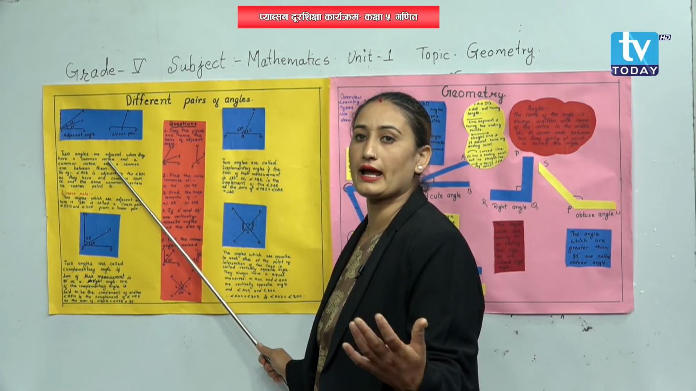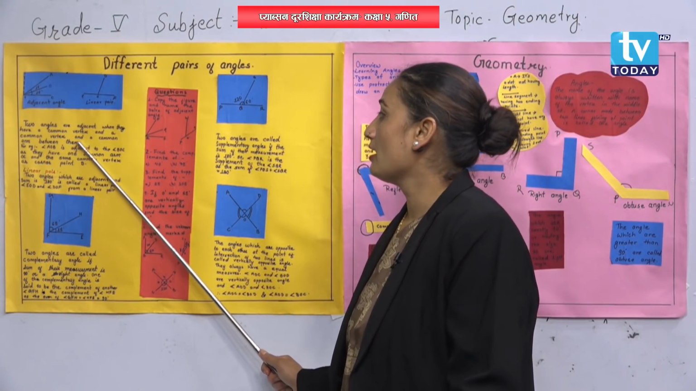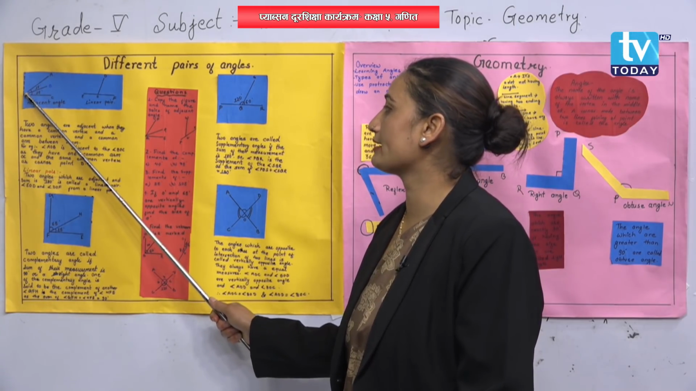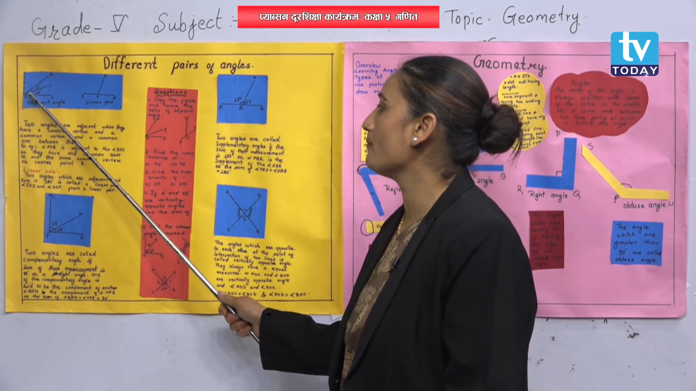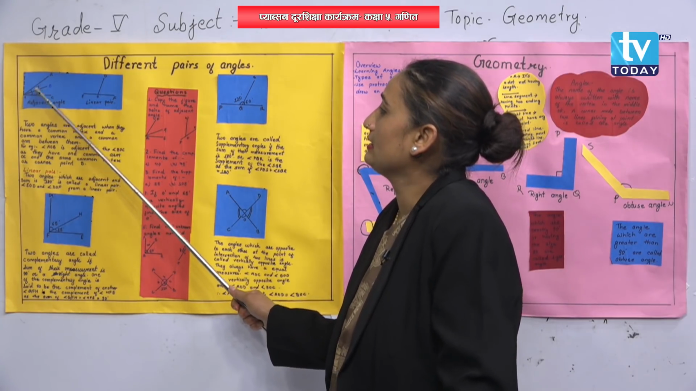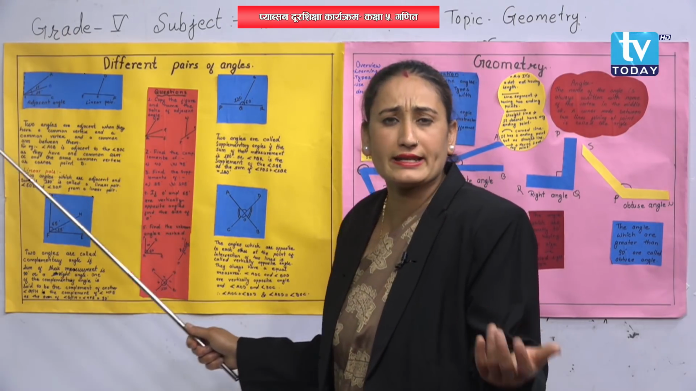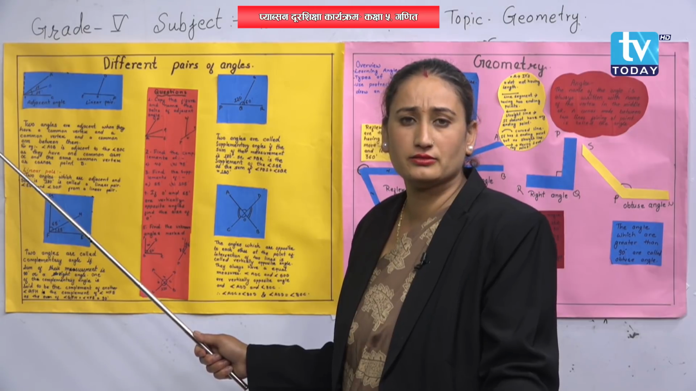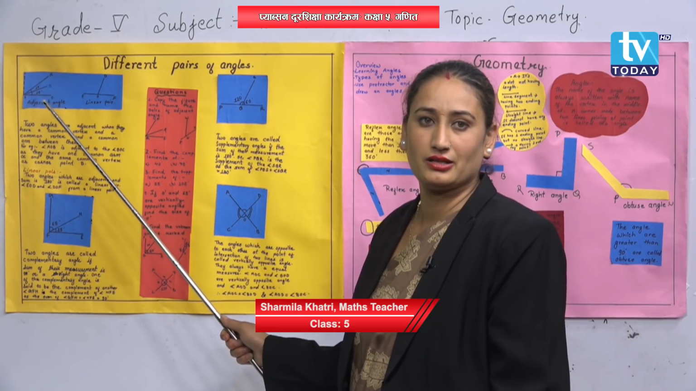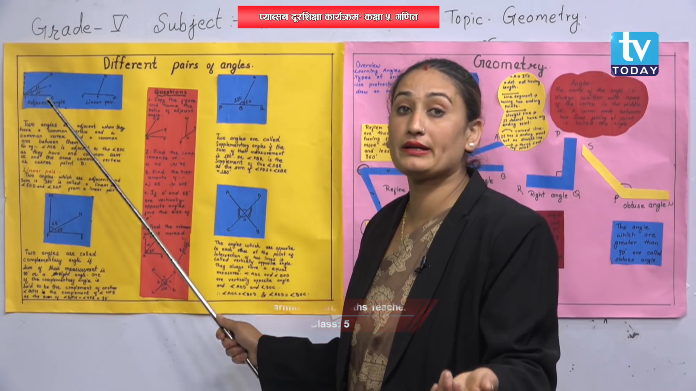Two angles are adjacent when they have a common vertex and a common arm between them. Common vertex is O. Have you noticed here O? And the common arm: OA is also an arm, OB is also an arm, OC is also an arm over here. But which one is the common arm? Have you seen? Okay, the common arm is OC. Common vertex is O and the common arm is OC.